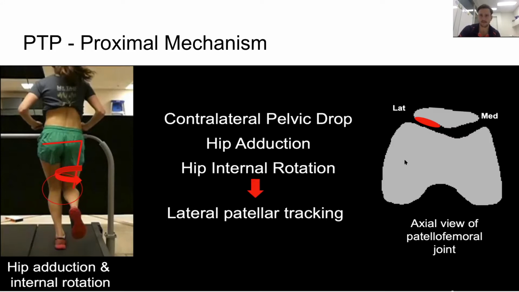This photo of the knee and the kneecap is around the wrong way, I believe, for this runner. It should be the right knee. But you can imagine, hip adduction, hip internal rotation, and contralateral pelvic drop, we'll see the kneecap on the femur track a little bit laterally, and that will manifest into patellofemoral pain.